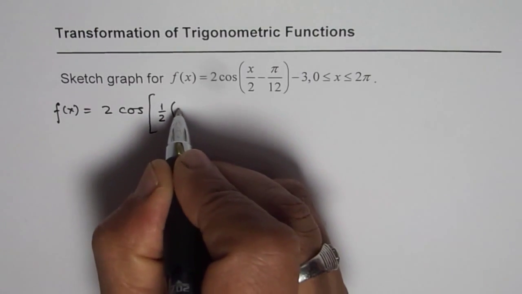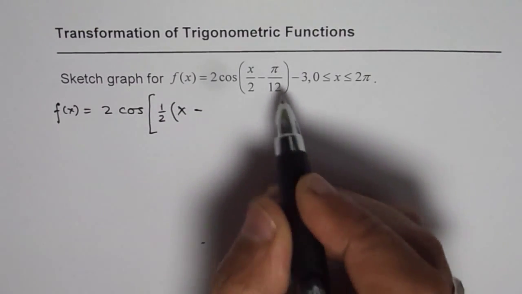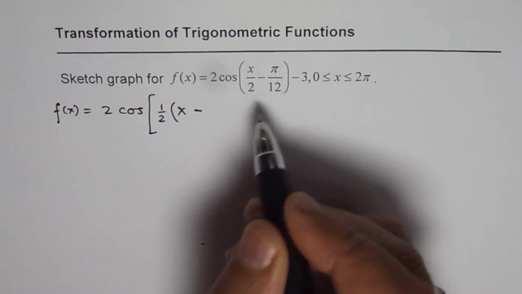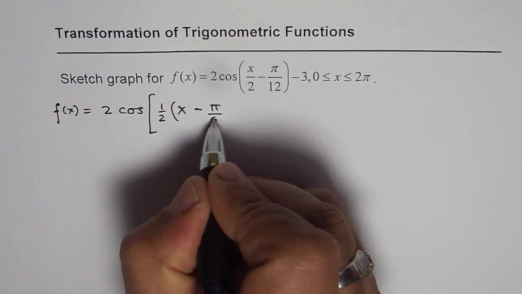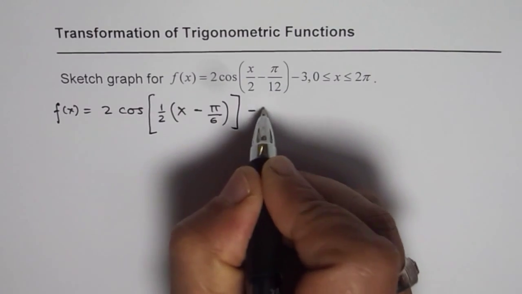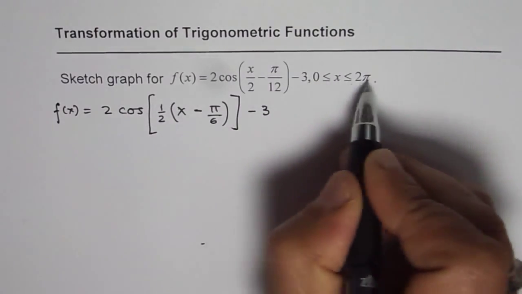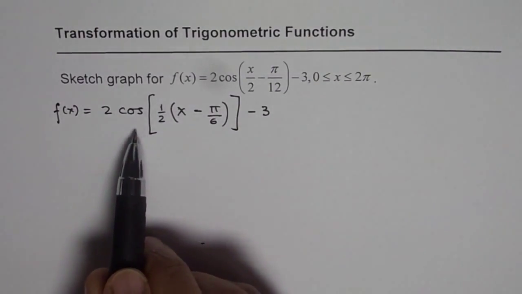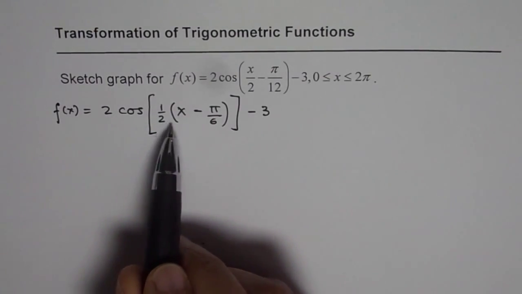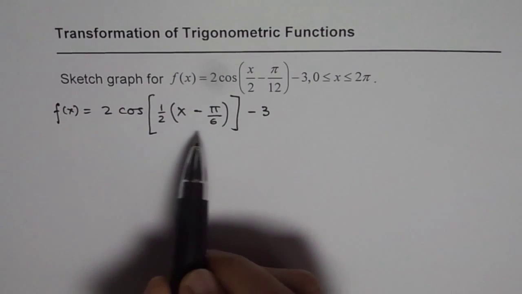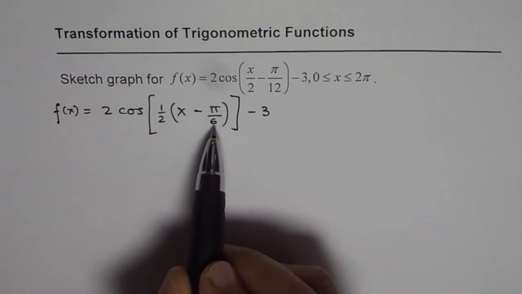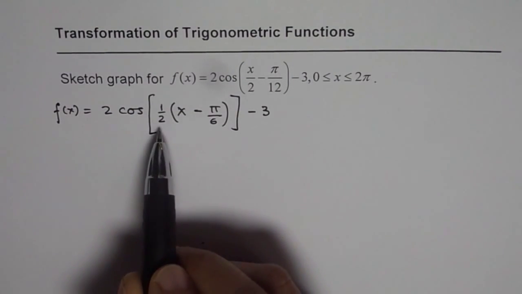When you factor half, you get x minus pi by 12 divided by half. That means it is pi by 6, correct? That is what you get, minus 3. We'll look into this part later. Let's first discuss the function itself. Now, for some of you, this may be a critical stage. You can check your answer.